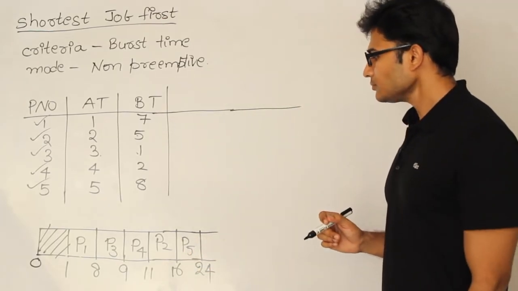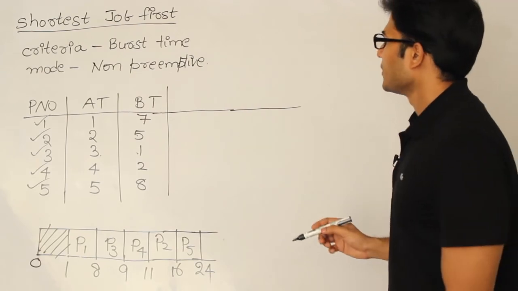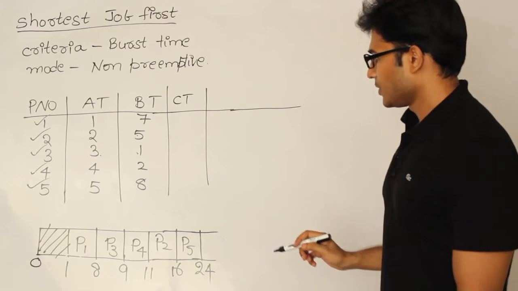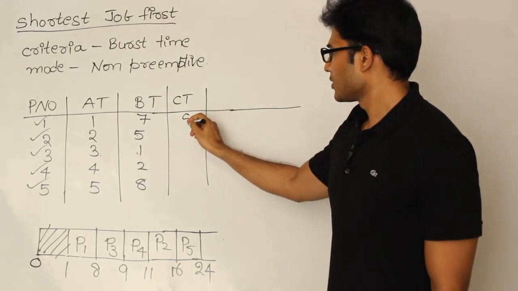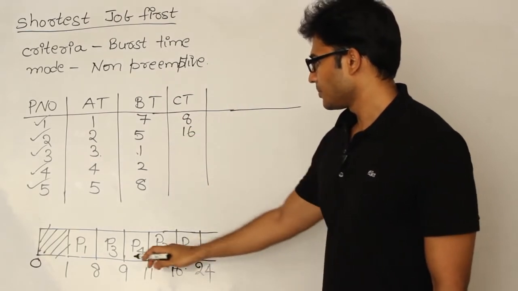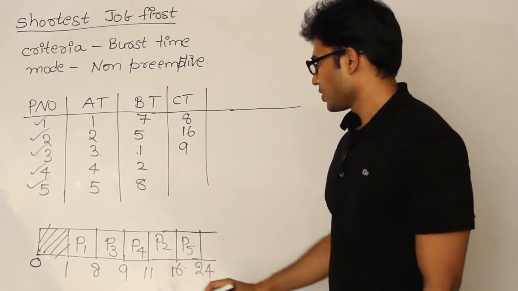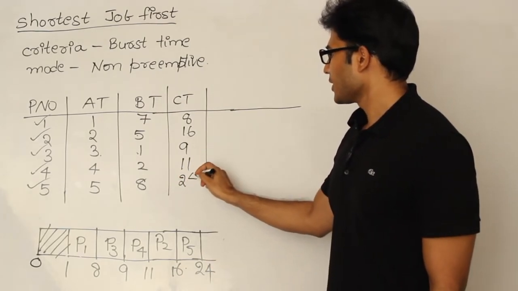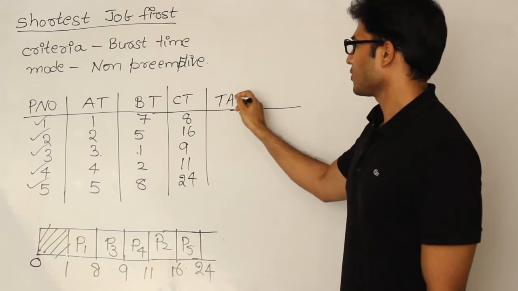Now let's see about the completion time. When did each one complete? P1 completed at 8, P2 completed at 16, P3 completed at 9, P4 completed at 11, P5 completed at 24, right? So after that you can find out the turnaround time.